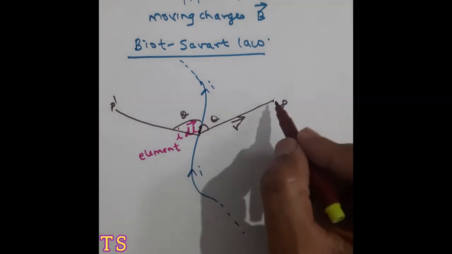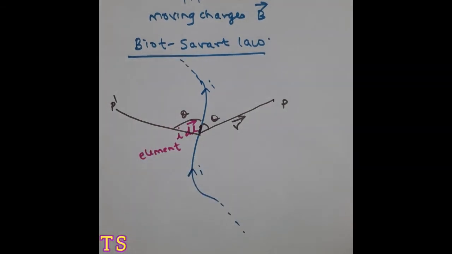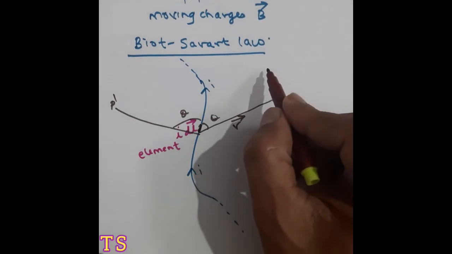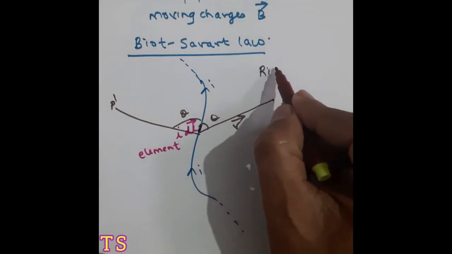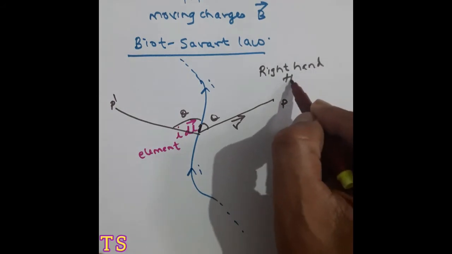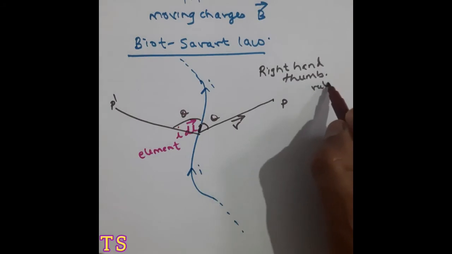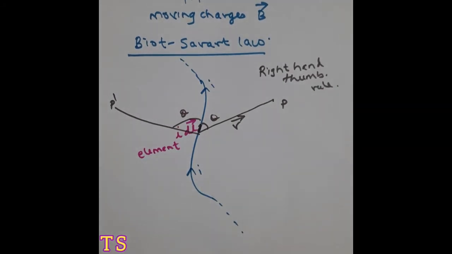Now it's very important that the magnetic field which is produced at P and P dash has a direction. And how do we find the direction? We find the direction of the magnetic field by using the right hand thumb rule. And if you don't remember, I'll just give you an idea of what this right hand thumb rule is.